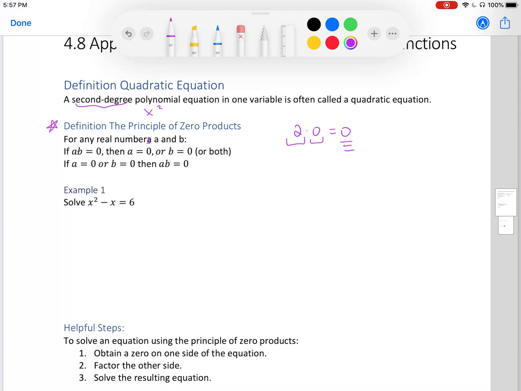Does it matter which one it is? No, if we're using our definition, it can be a or b or both. They can both be 0 or just one of them. But what makes it different is that when we multiply them, our answer is 0. And that's what the zero product principle is talking about.